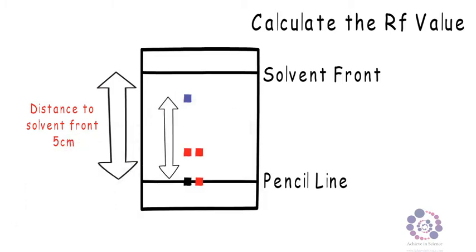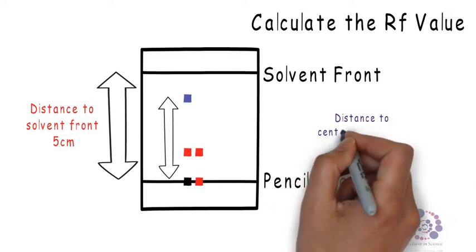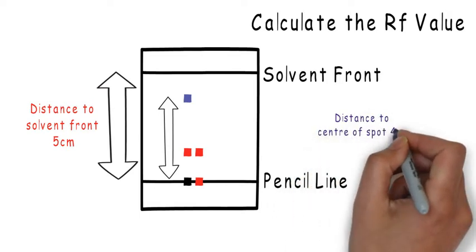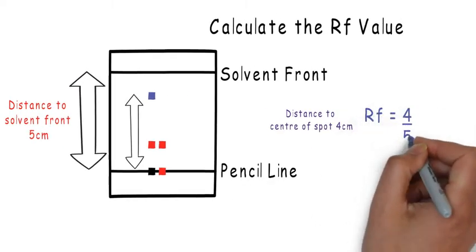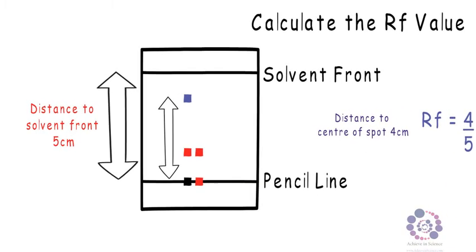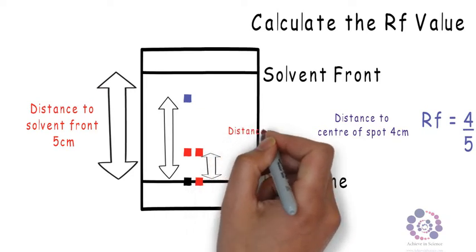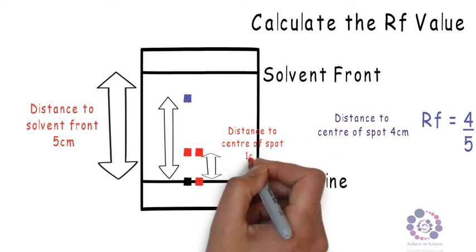We can then calculate the distance travelled to the centre of the spot at this purple dot at the top, and this one would be 4 centimetres. Therefore, we can calculate the RF value, which would be 4 divided by 5, therefore equaling 0.8. We can then calculate the distance to the other spots. These ones have only travelled 1 centimetre, therefore 1 divided by 5 would be 0.2.